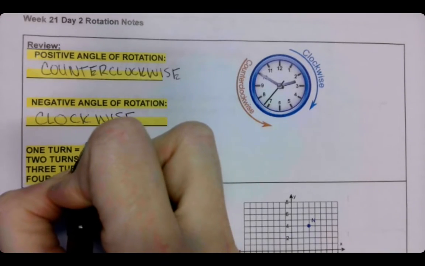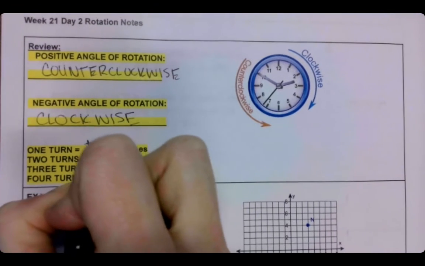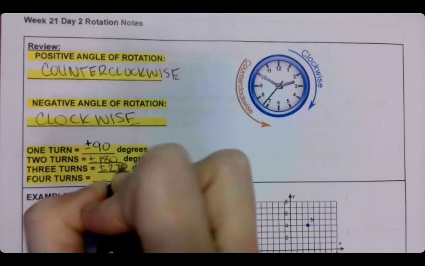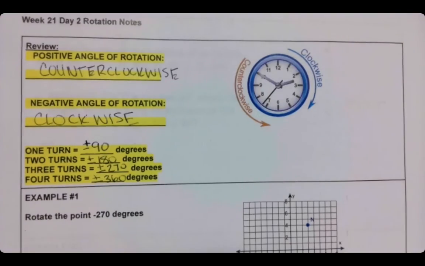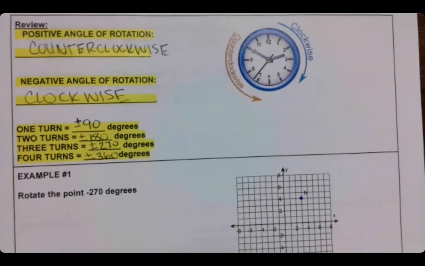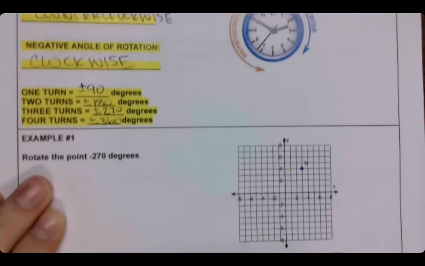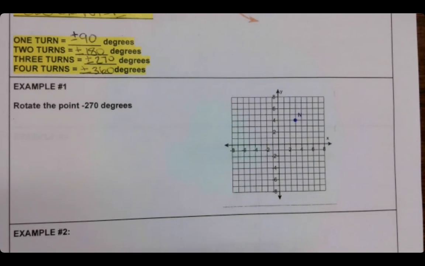So one turn, remember, is plus or minus 90, plus or minus 180, plus or minus 270 for 3 turns, and finally, last but not least, plus or minus 360 for 4 turns. And the plus or minus is just because they could be going clockwise or counterclockwise, right? That positive or negative. So like this one here says, rotate the point 270 degrees, or sorry, negative 270 degrees.